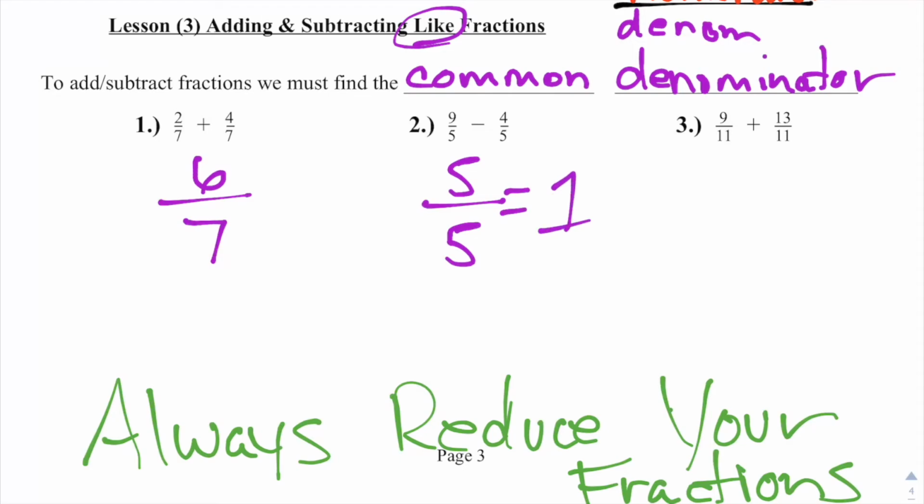Moving on to number 3, we have 11ths. So our 11th isn't going to change. It's going to stay on the bottom. And we have 9 and 13 in the numerator, and we're adding them. So 9 plus 13 is 22. Well, 22 over 11 is the same as number 2 because 11 goes into 22 2 times.